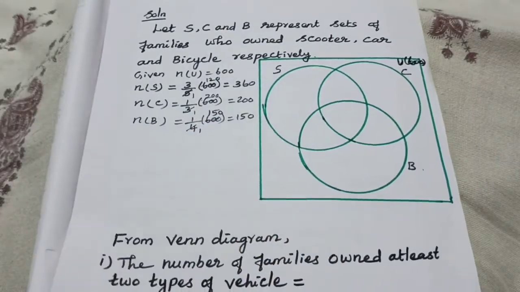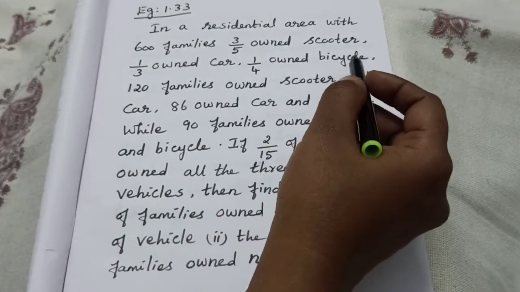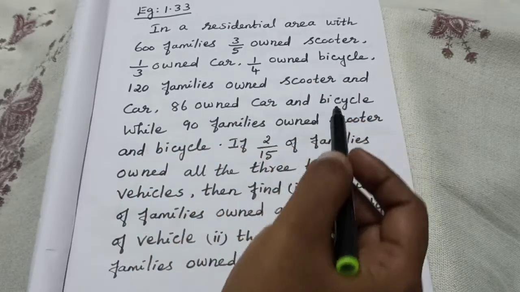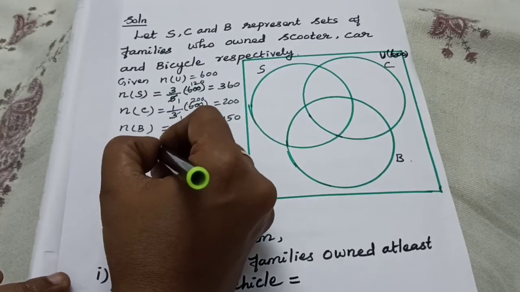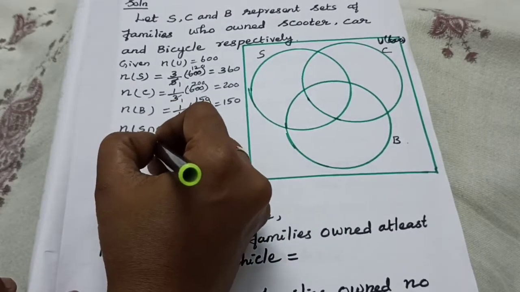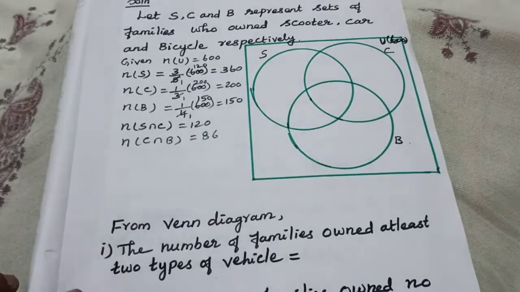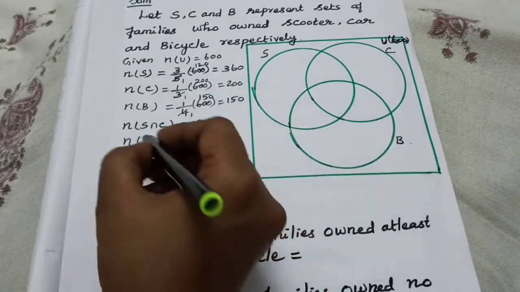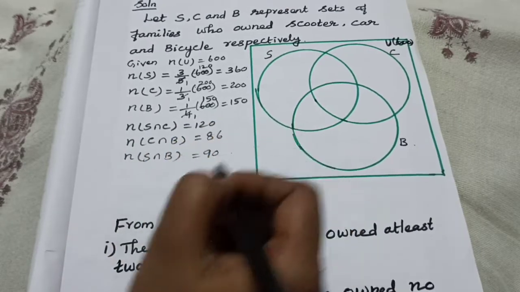Okay. Then again what is given? How many of them are using scooter and car? 120 families want scooter and car. 86 want car and bicycle. Everything is given here. Then n of S intersection C is also given, 120. Then n of C intersection B, car and bicycle, 86 of them. Then the number of people using scooter and bicycle, 90 of them.